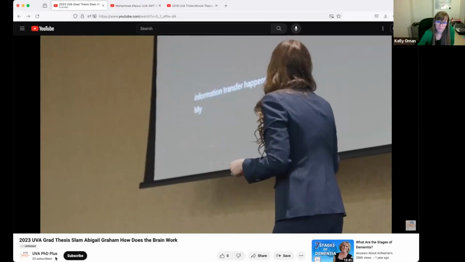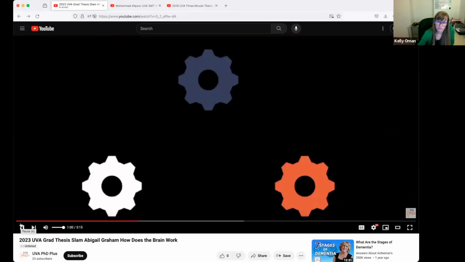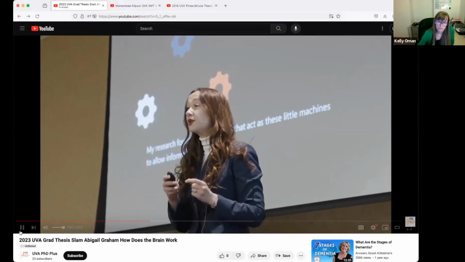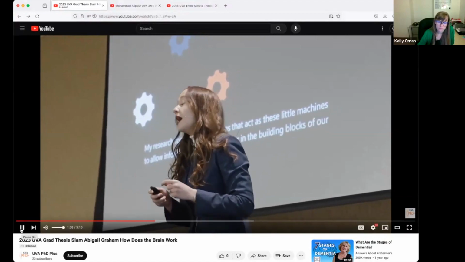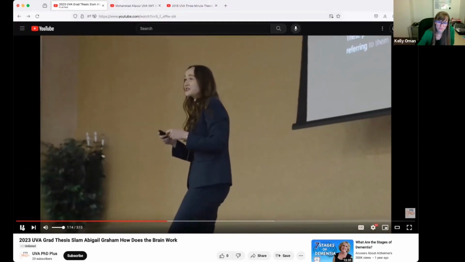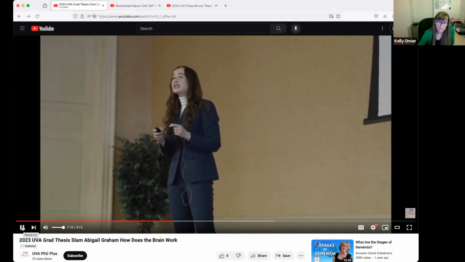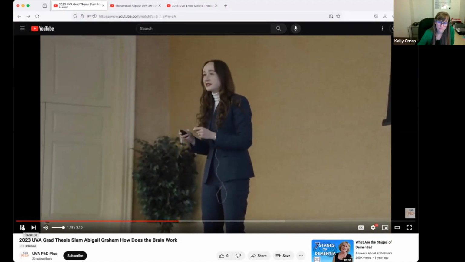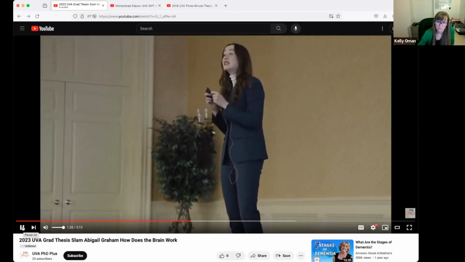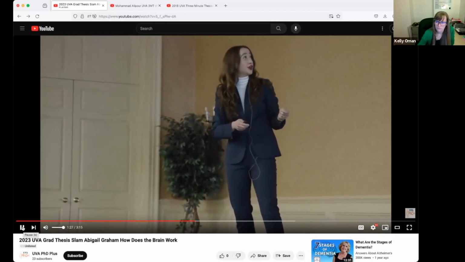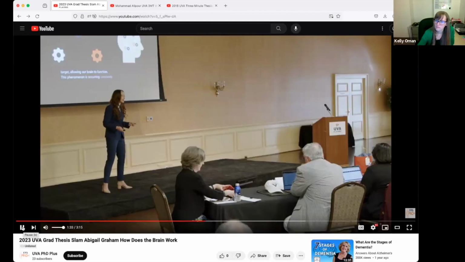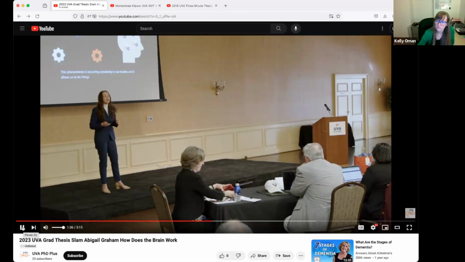My research focuses on 3 proteins that act as these little machines to allow information transfer to occur in the building blocks of our brain. These proteins have names that are quite complex, so I'll be referring to them as machines. When these machines interact, a message is released. This process happens over and over until the message reaches its intended target, allowing our brain to function. This phenomenon is occurring constantly in our bodies, and it allows us to do things like think, dream, and love.